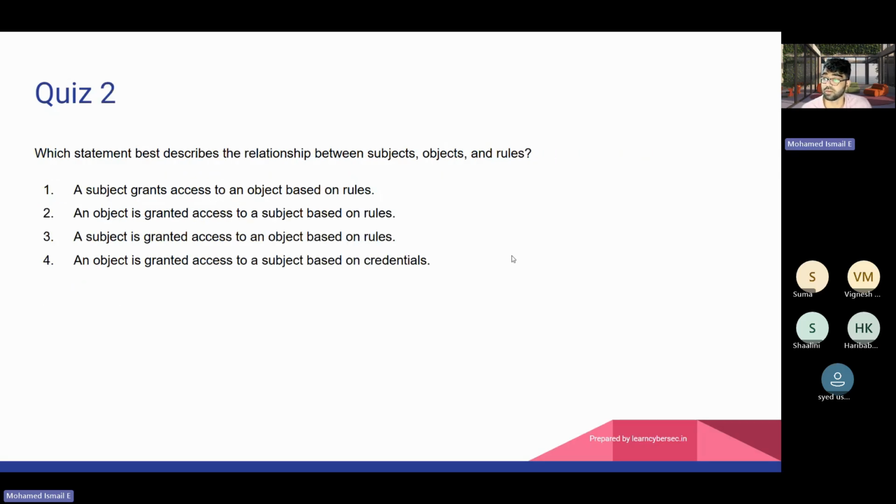Next quiz: which statement best describes the relationship between subject, object and rules? Come on guys, right or wrong, don't worry, just participate with whatever you understand from the class. So which statement best describes the relationship between subject, object and rules?